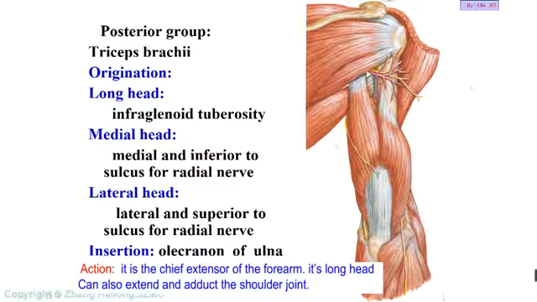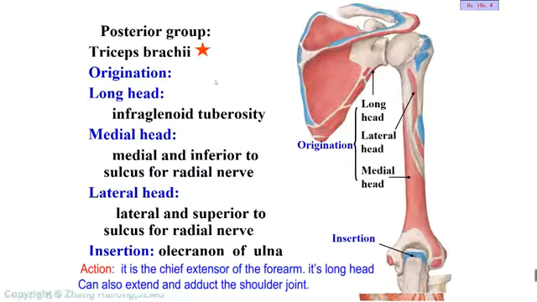Now let's see the back of the humerus. On the back of the humerus, there is another important muscle. Oh, I lost a star. Here is a star. Triceps brachii, a very important muscle. First, let's see the name, triceps. Tri means 3. Ceps is the head. So this muscle has 3 heads: long head, medial head, and lateral head.